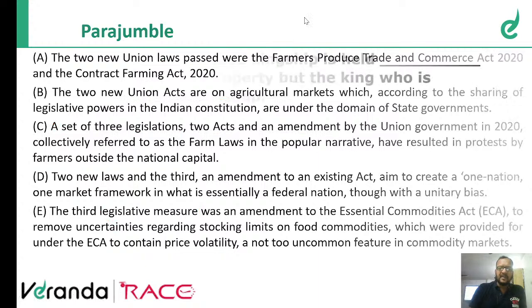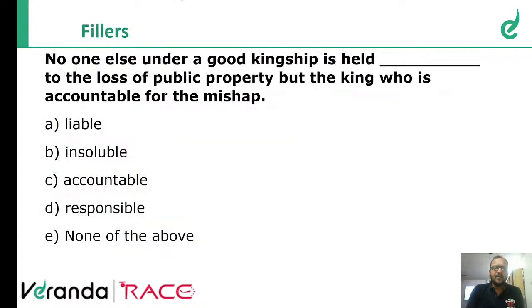Correct? Moving ahead. Fillers. No one else under a good kingship is held dash to the loss of public property but the king, who is accountable for the mishap. So no one else under a good kingship is held responsible to or liable to. So liable to will be the correct answer. It means that under a good kingship, no one else is held responsible but the king. So the king is held liable to, not responsible for. Had it been for over here, we could have chosen responsible, but we'll choose liable to. Liable to means responsible for.